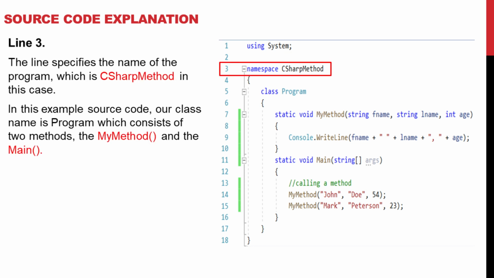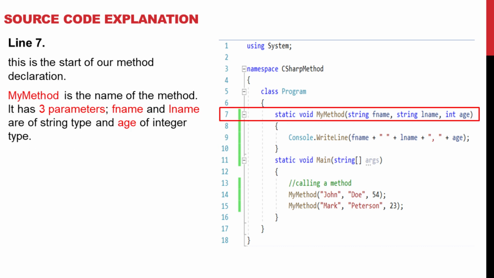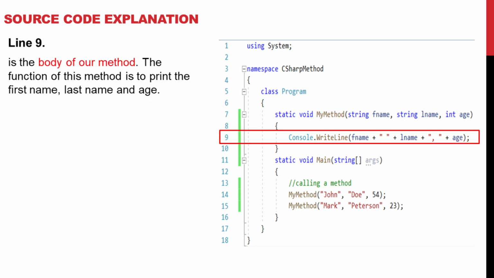Line 3 specifies the name of the program, which is C# method in this case. In this example source code, our class name is Program, which consists of 2 methods, MyMethod and Main. Lines 7 to 10 are the scope of our first method, MyMethod. Line 7 is the start of our method declaration. MyMethod is the name of the method. It has 3 parameters: fname and lname are of string type and age is of integer type. Line 9 is the body of our method. The function of this method is to print the first name, last name and age.